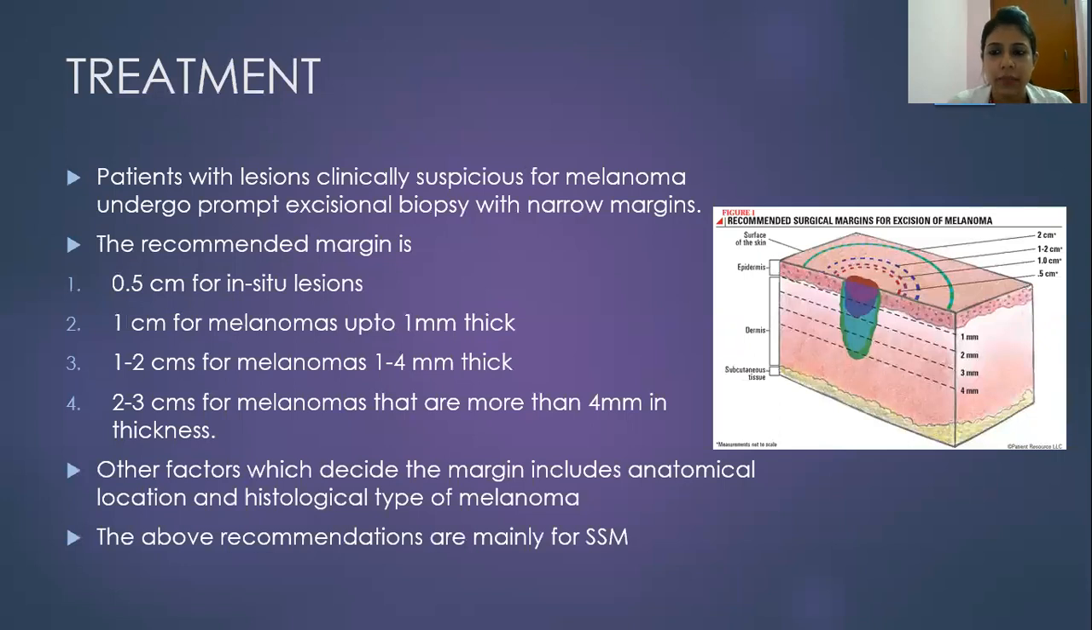Like you can see in the figure, if it is 1 mm thick, we should take a margin of 1 centimeter. If the tumor is a little thicker, about 1 to 4 mm thick, we should take a margin of 1 to 2 centimeters. But if it is even thicker, more than 4 mm, we should take a 2 to 3 centimeter margin. Other factors which decide the margin include anatomical location and histological type. These recommendations are mainly used for the superficial type of melanoma.